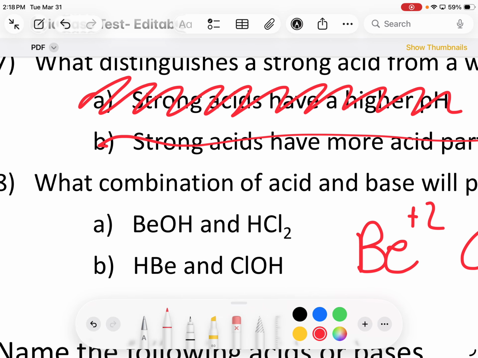Something should make you feel a little nauseous looking at this compound. What feels nauseous? The fact there's a 2. That's a huge... So it's not A.